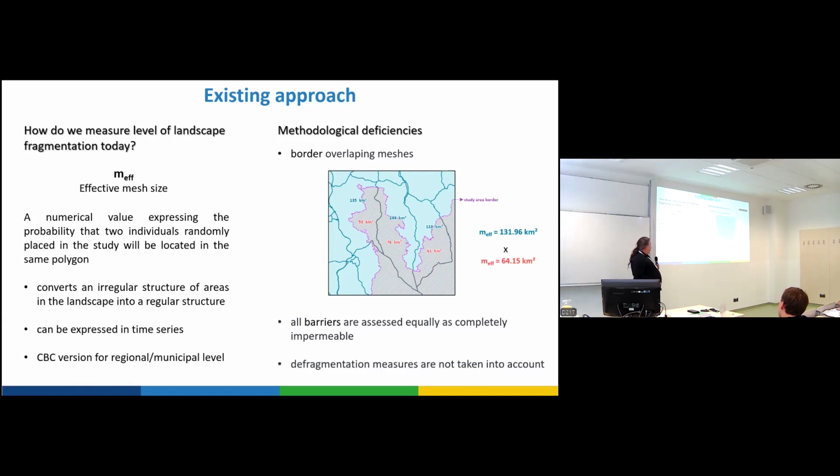And the third: it doesn't take into account any defragmentation measures. So if you have a motorway with a green bridge on it, effective mesh size still calculates this section as a completely impermeable block.